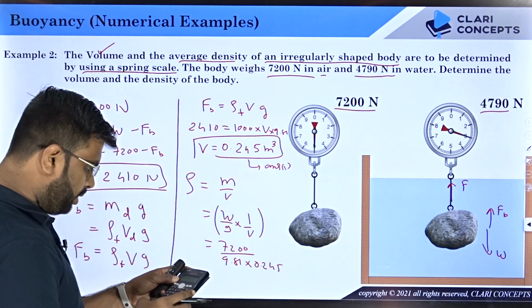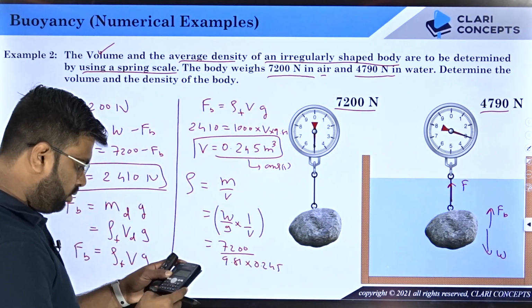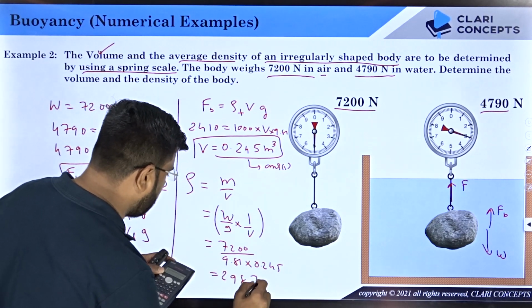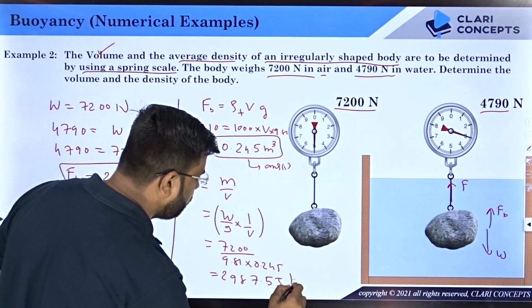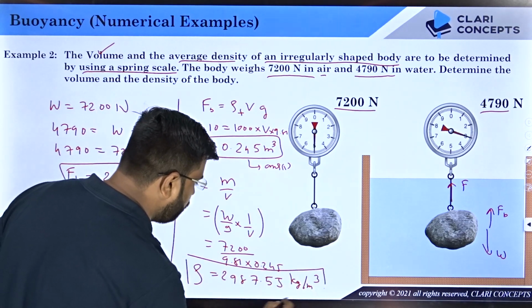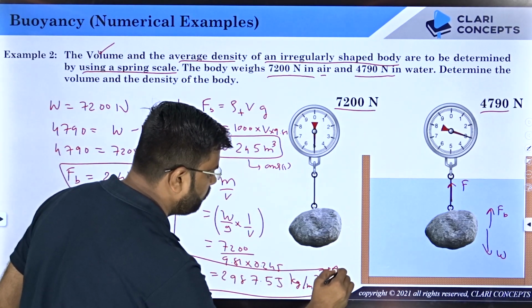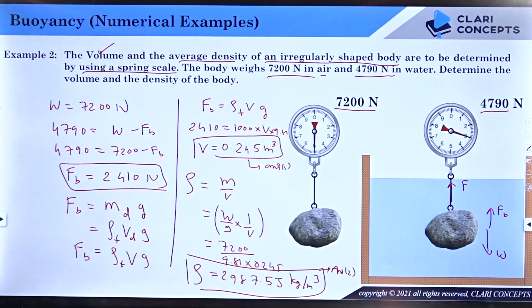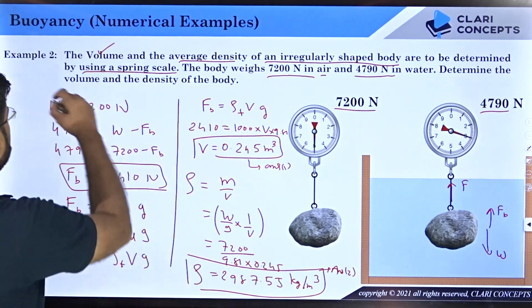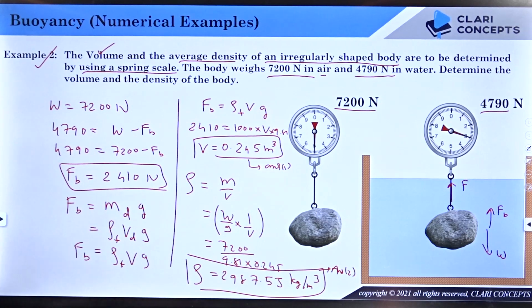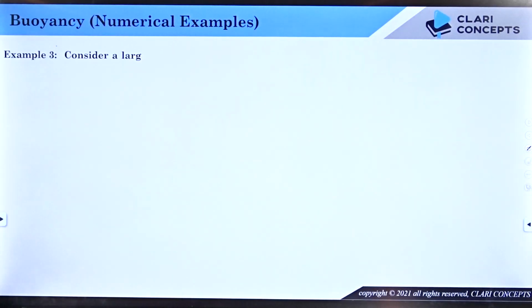So 7,200 divided by this is coming out to be 2987.55 kg per meter cube density. Answer 2. Let me check. 2987. Perfect. And volume is 0.245. So these are the answers. So I hope you understood how to solve examples based on buoyancy, right? Let us solve another example.